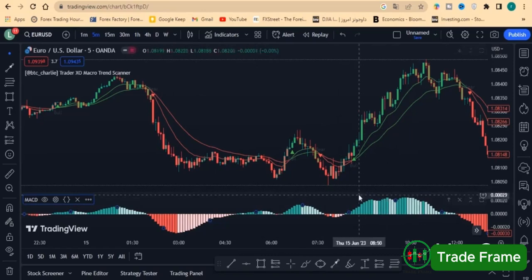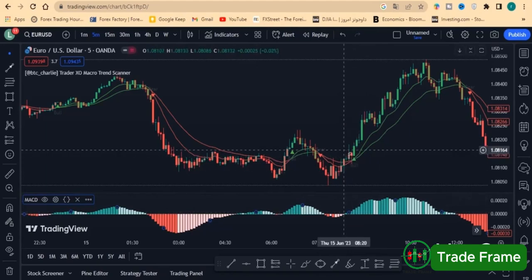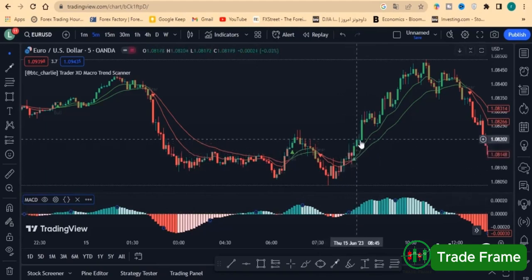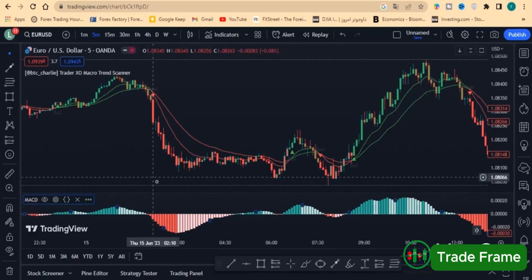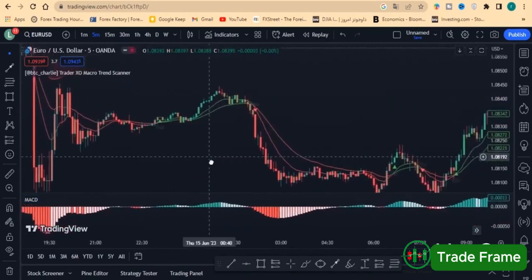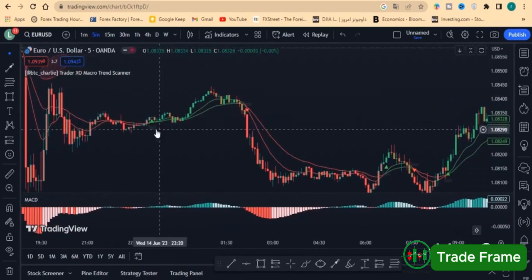See, friends, for example, here where the cross has occurred, these histograms have also shown us the upward trend, which can be a confirmation for us to trade more confidently. Or, for example, here, friends, see here the cross has occurred for a downward trend, and this part of the histogram has also come below the zero line, which means with this method you can easily determine when to enter a trade to correct the errors that this indicator might have. Look, friends, for example, here it has happened correctly and has gone up again.